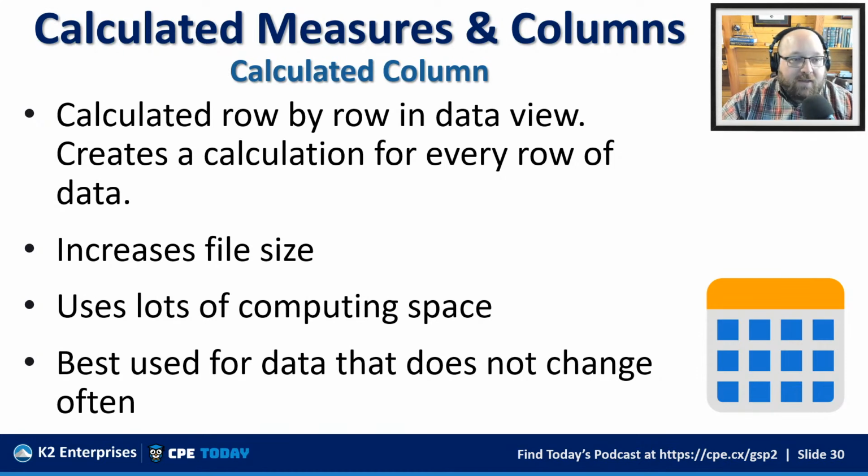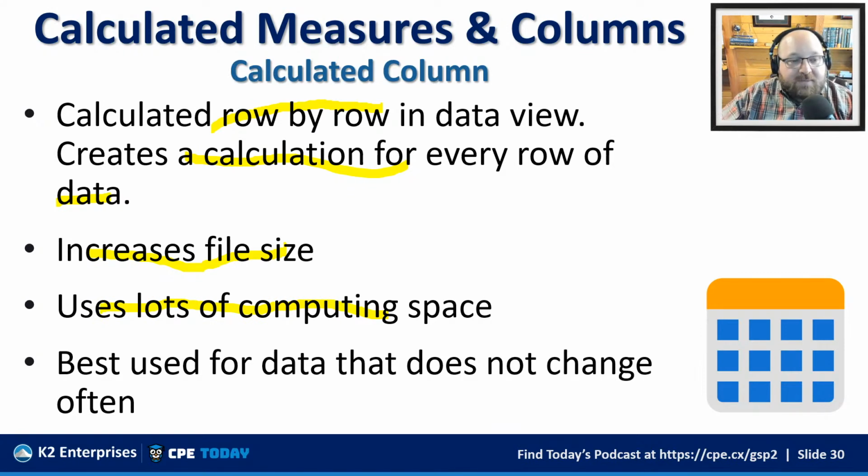But we can create a calculated column. And what this does is it creates a calculation row by row in the data view. And it creates that calculation at every row of the actual data itself. Now, what's nice about this is that you get that record at every single row. So if you had orders, order 1, 2, 3, 4, that calculated column would be for order 1, 2, 3, 4. You'd see it everywhere. A couple downsides with this: it does require more file space because it is storing an additional value. It does take more computing time because, again, it's having to create a calculation in every row.